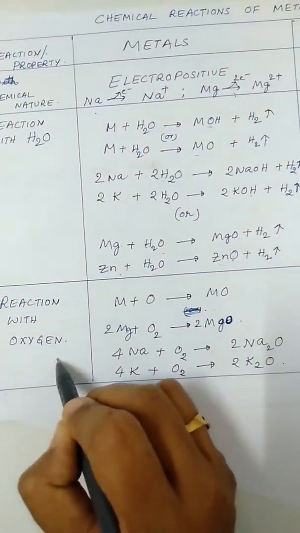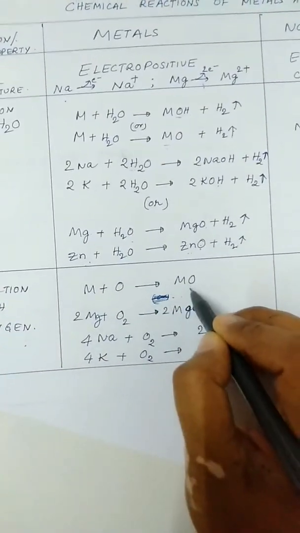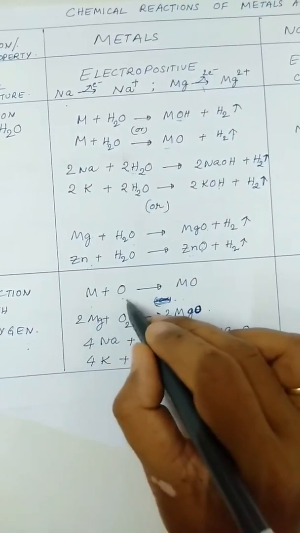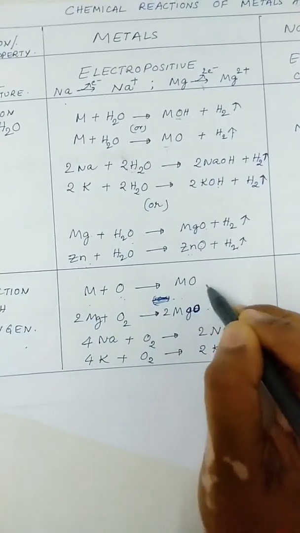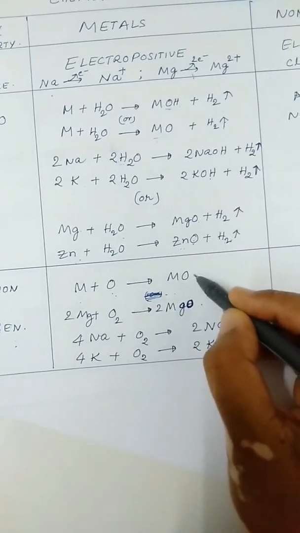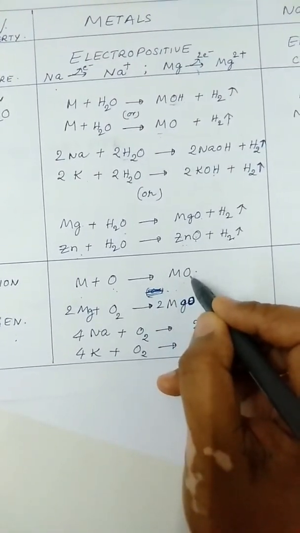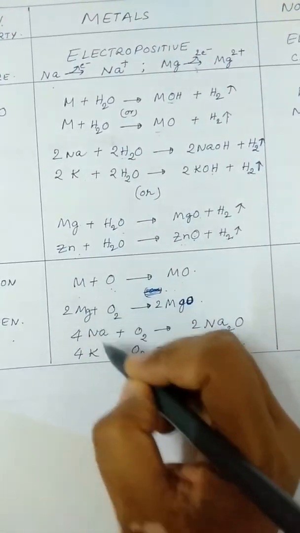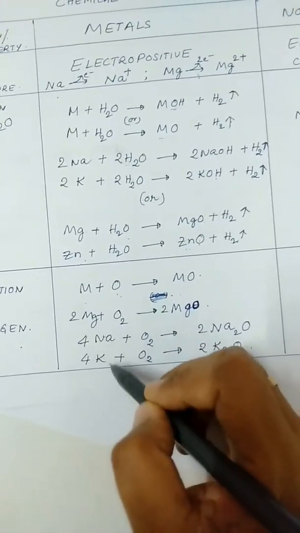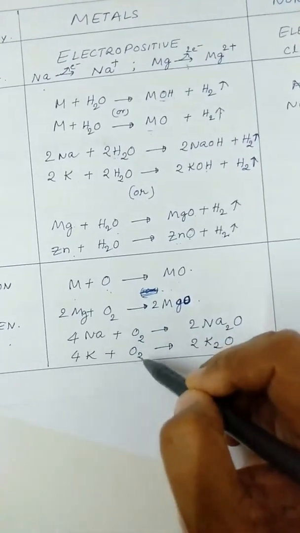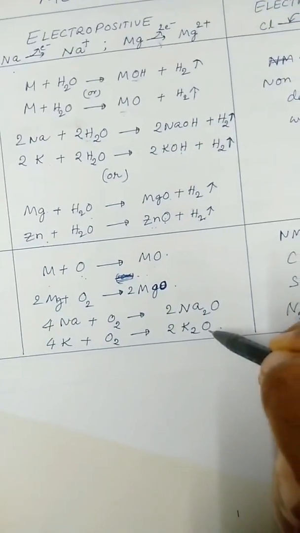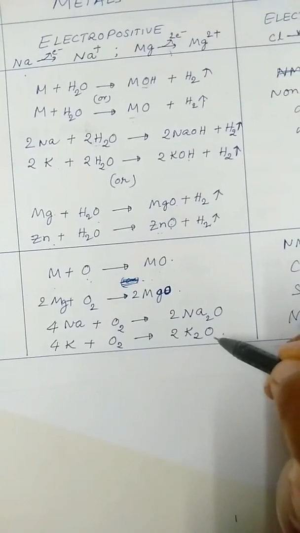Reaction with oxygen. This is the general reaction again. What happens when a metal reacts with oxygen? Metals, when they react with oxygen, form metal oxide. This is the general reaction. So in place of metal, you can keep any examples of the metals. For example, sodium and potassium, which are very reactive metals, react readily with oxygen and form sodium oxide and potassium oxide respectively.